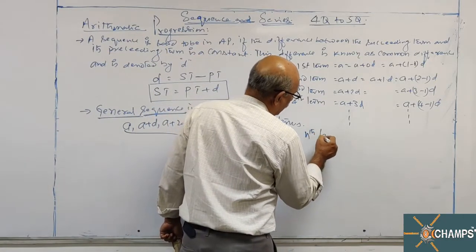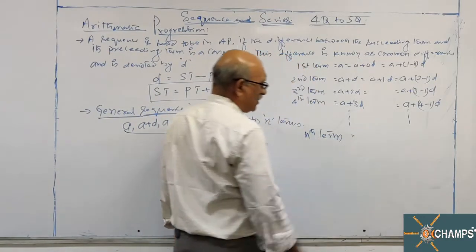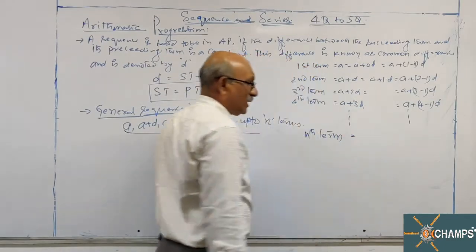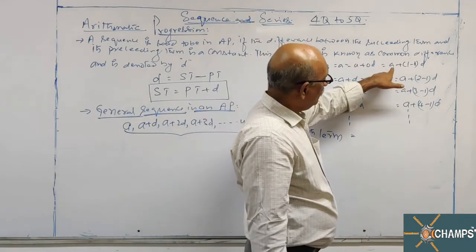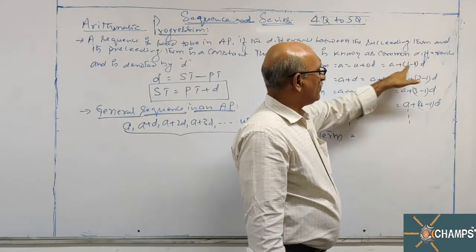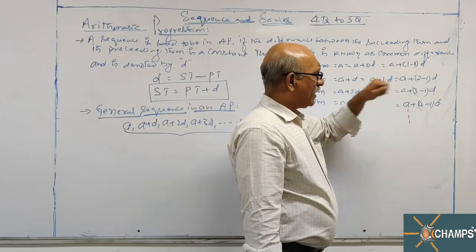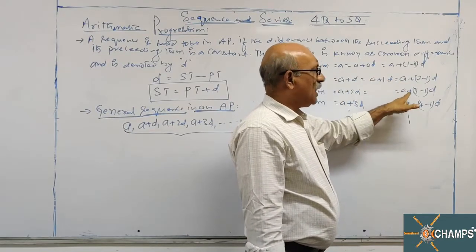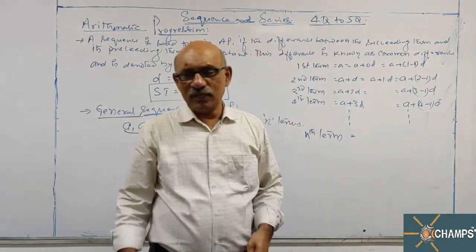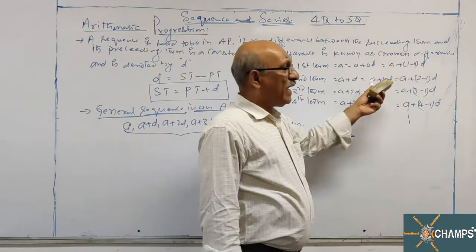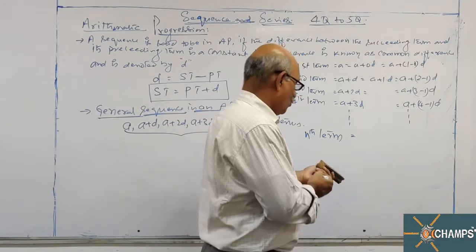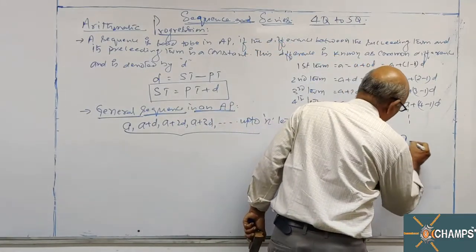Nth term, how to write this nth term, which is also a general term of the sequence. Look at this here. First term is written as A plus something. Second term is written as A plus something. Third term is also written as A plus something. So each term is written as A plus something. So here also you will write A plus.